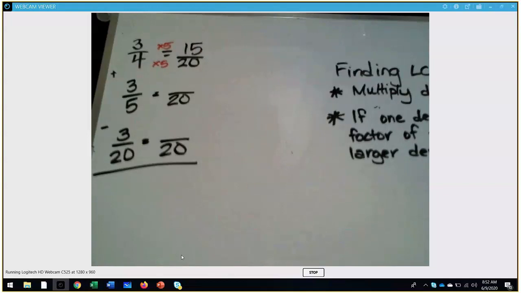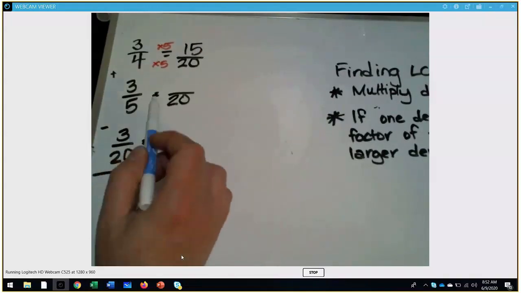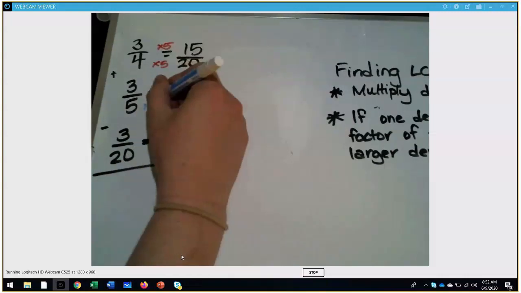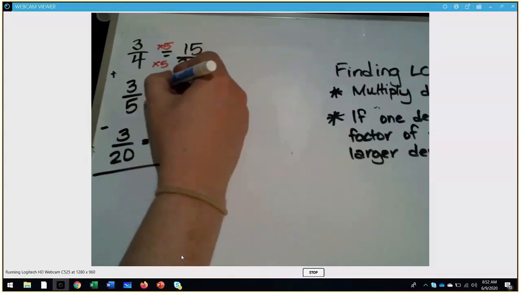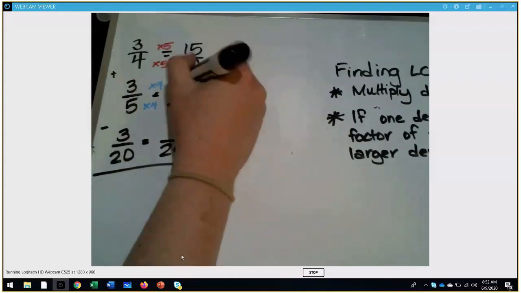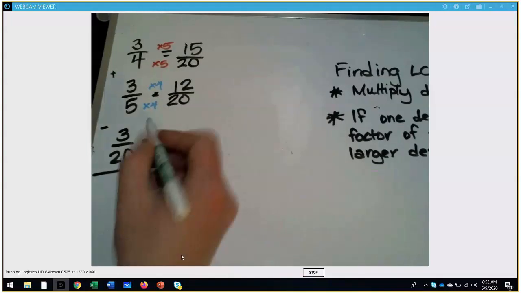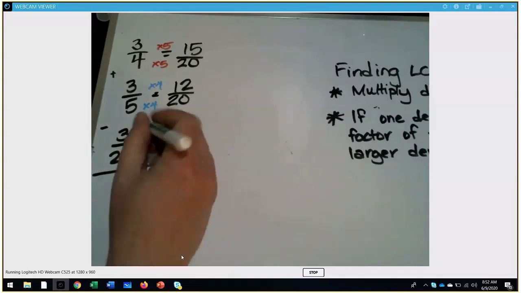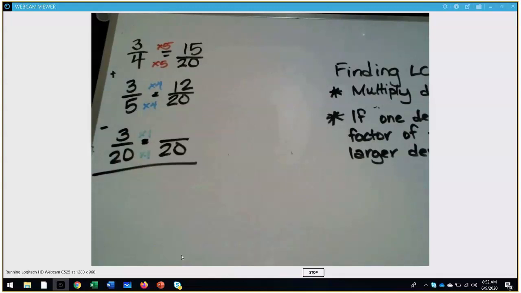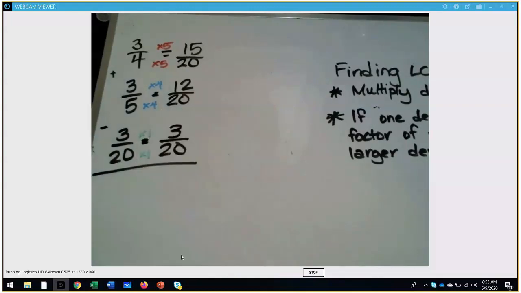Then I'm going to look at this one here. I multiplied the 5 times 4. So I'm going to do 3 times 4. That one's equivalent now. And then the last one, I didn't do anything to it, technically. But if you want to write something, we're multiplying it by 1. So 3 times 1 basically just shifts that over.